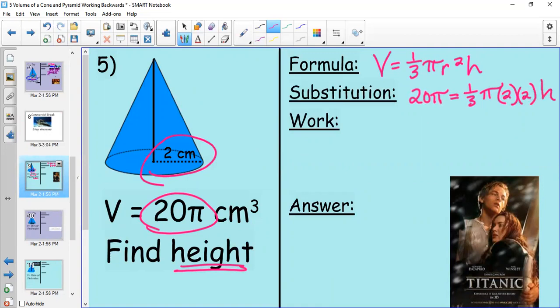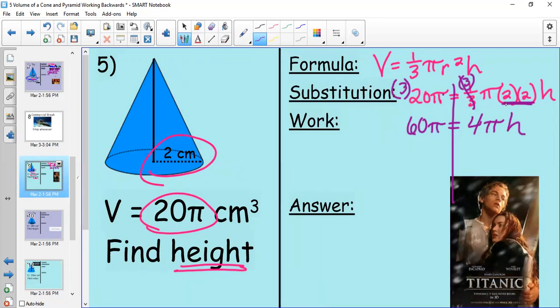Okay, so let's get rid of the 1/3 first by multiplying by 3 to both sides. And that gets rid of that. 20 times 3 is 60, so on the left I have 60 pi. Now on the right side, I'm going to put the number out front instead of the pi. So my numbers are 2 times 2. So I have 4, I have a pi, and I have a height. So I just reordered it a little bit. Now you could have also replaced r squared right away with that 4 if you wanted to.